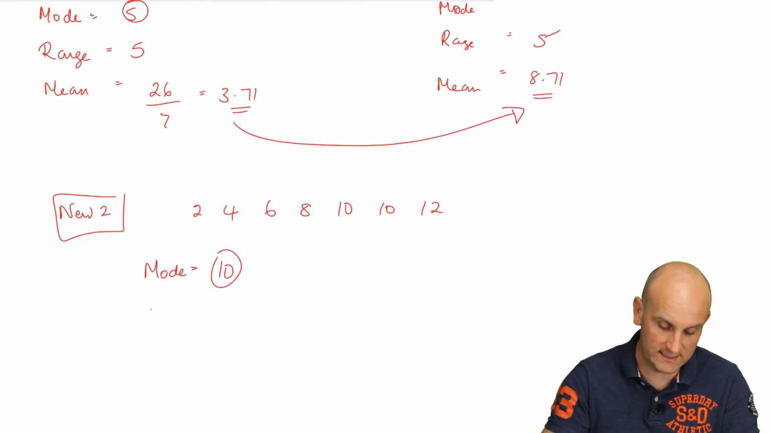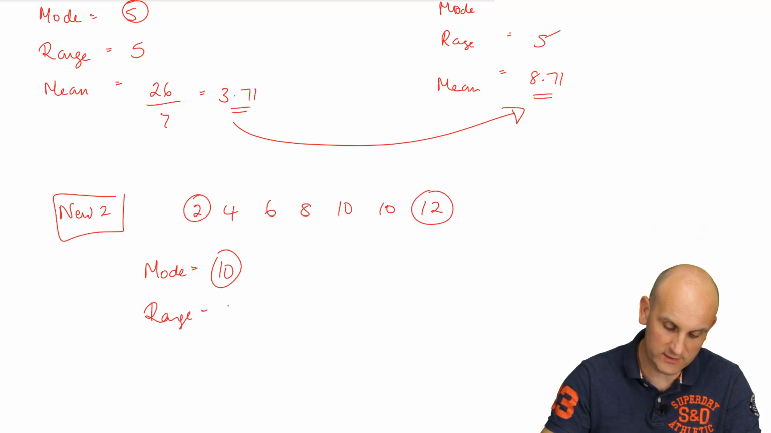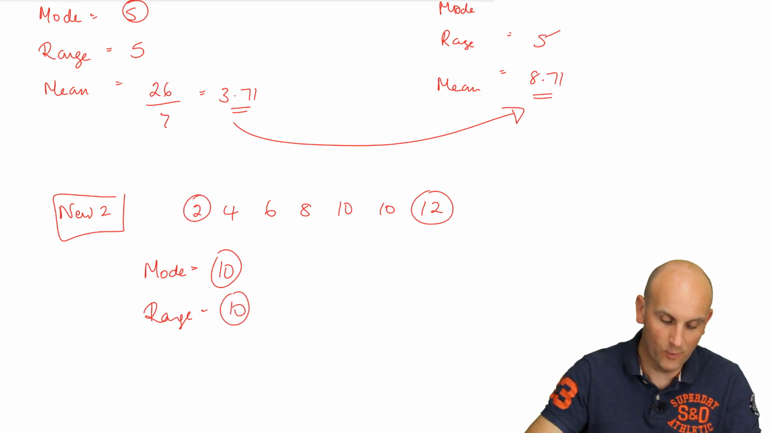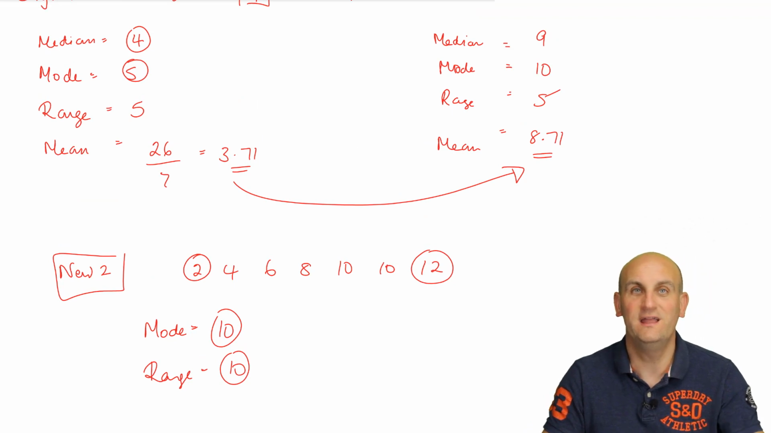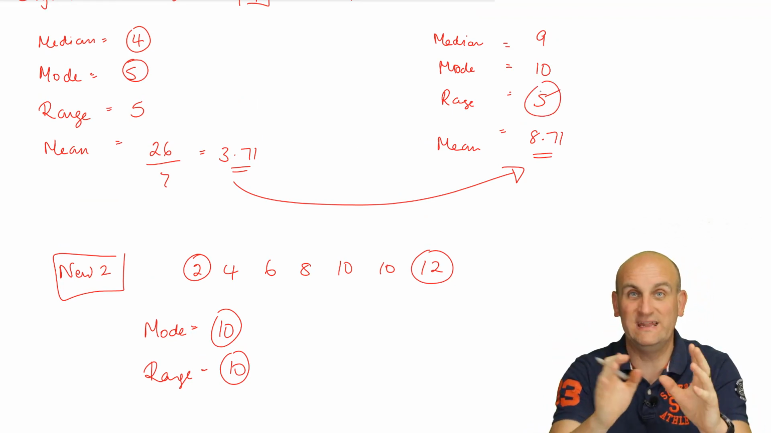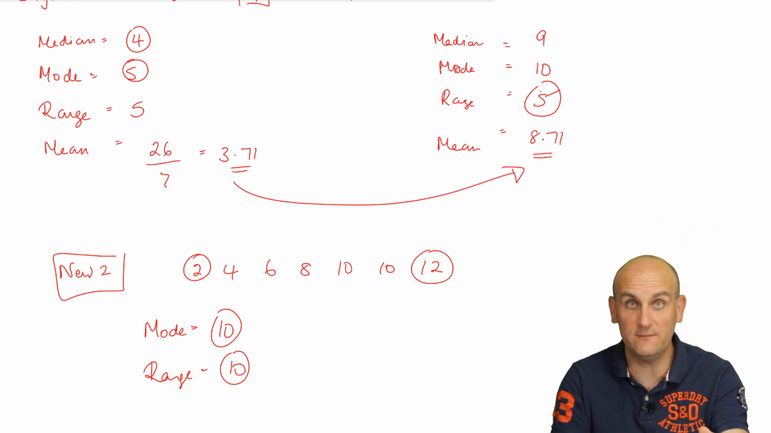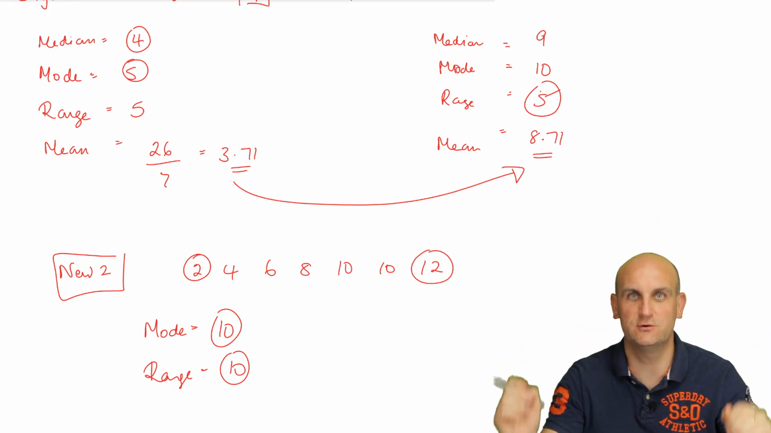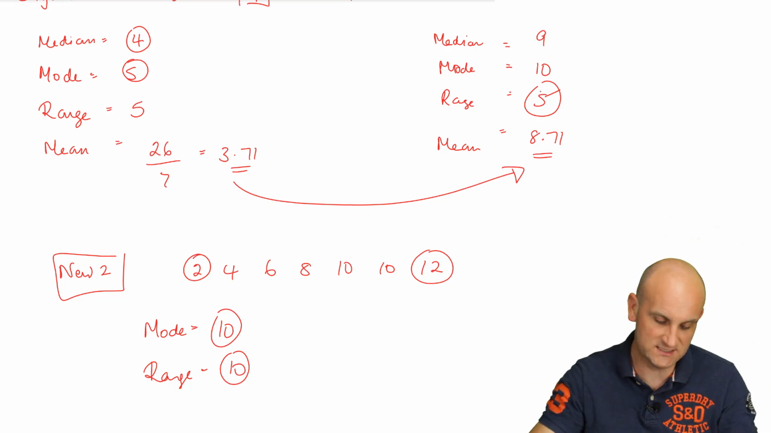What about my range? Well, it was 12 take away 2, which is also 10. What was my range before? It was 5. Now, when I added to all of my numbers, the range didn't change. But when I times, the range stretched all my numbers out. Stretch it out twice as much.